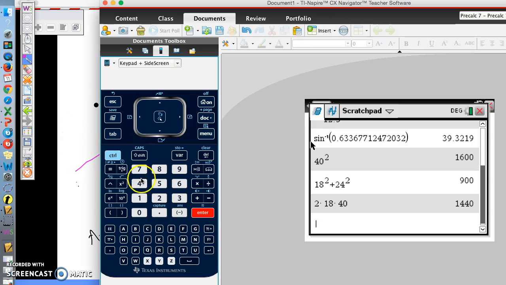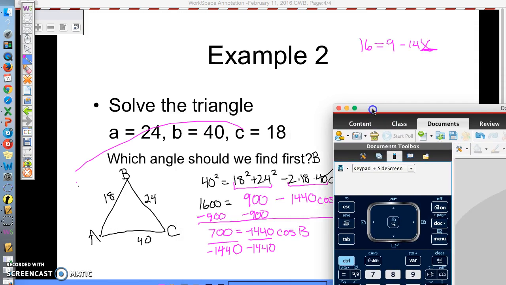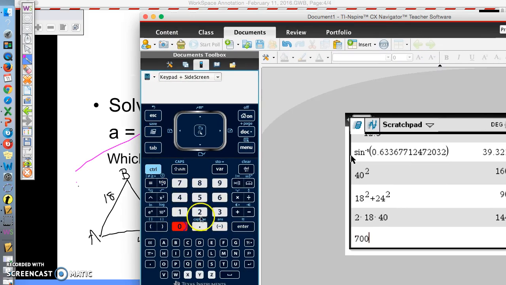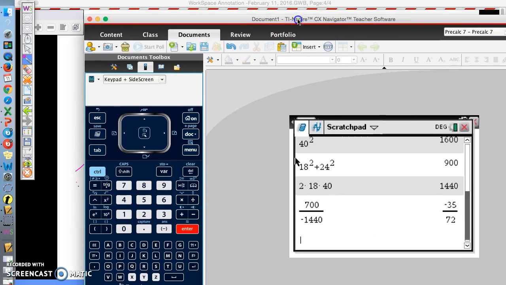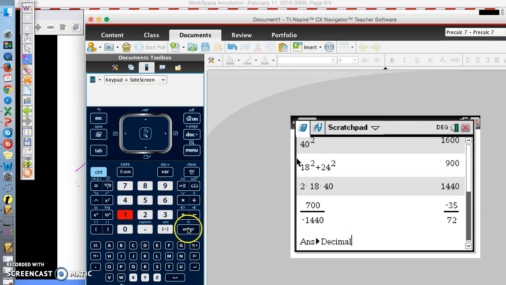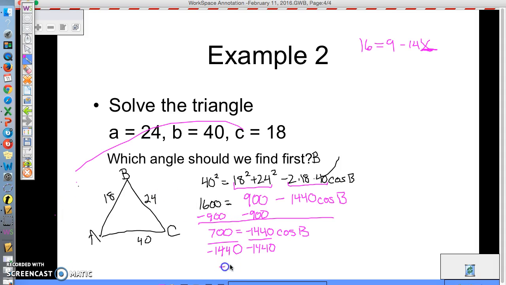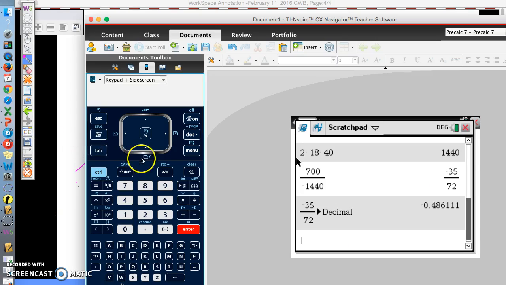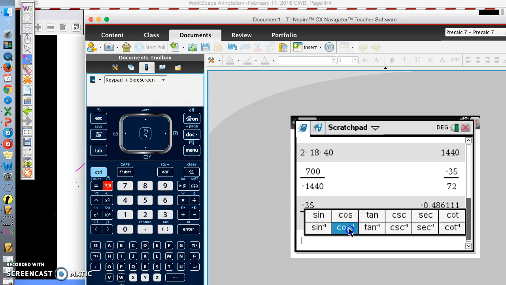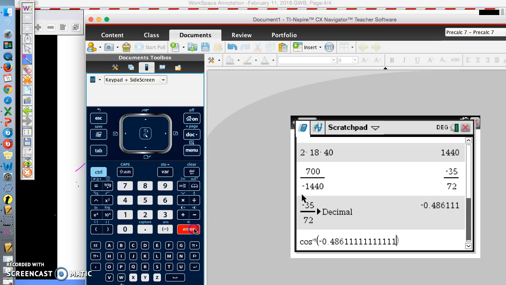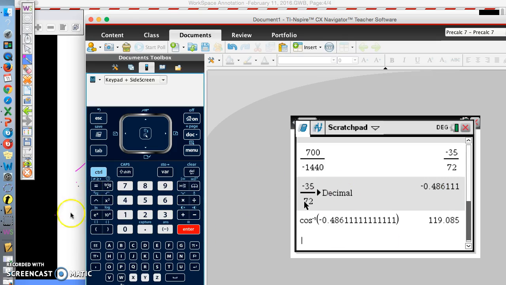So we have, I already forgot what it was, 700 divided by negative 1440. So negative 4.86 equals the cosine of b. And again, to find b, we do the inverse cosine, because we want to find that angle. So trig inverse cosine, we'll grab it, so 119 degrees.